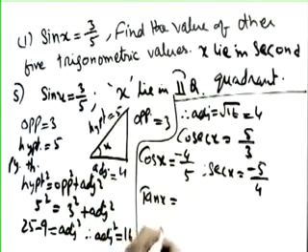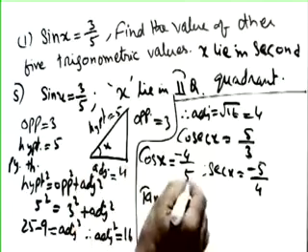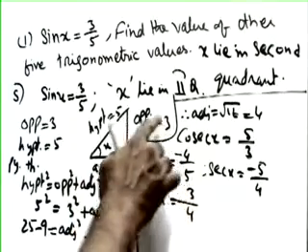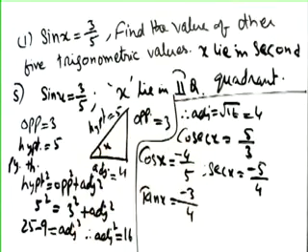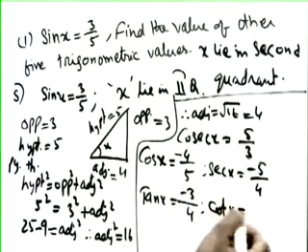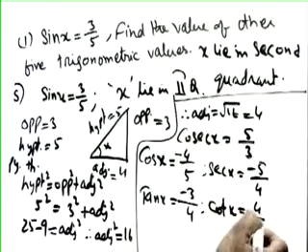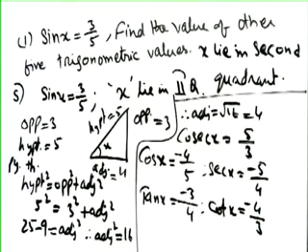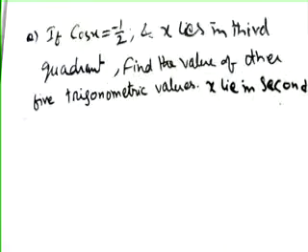Now let me find tan. Tan, we know, is opposite by adjacent, 3 by 4. And the angle is in the second quadrant. Tan is minus in the second quadrant. Let me find the last one, cot x. Cot is the reciprocal of tan, 4 by 3. And in the second quadrant it's minus.